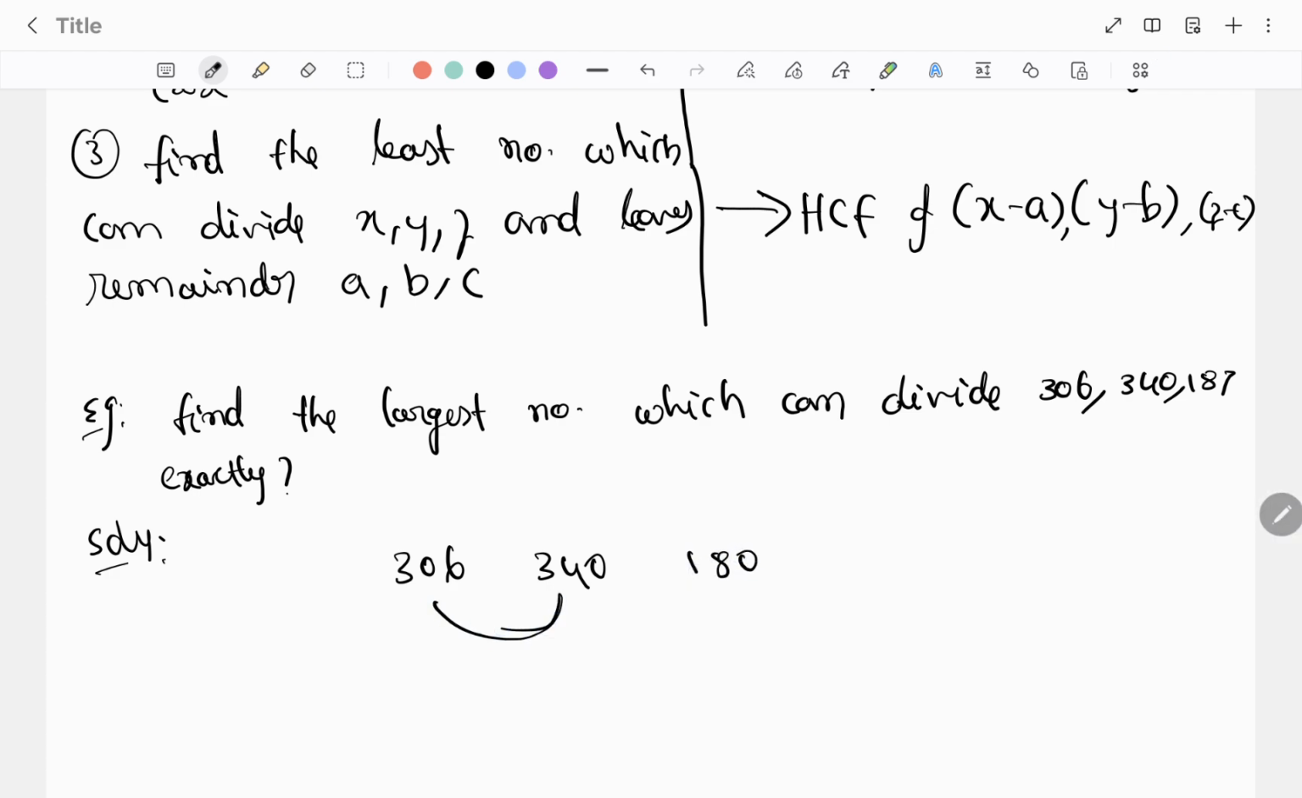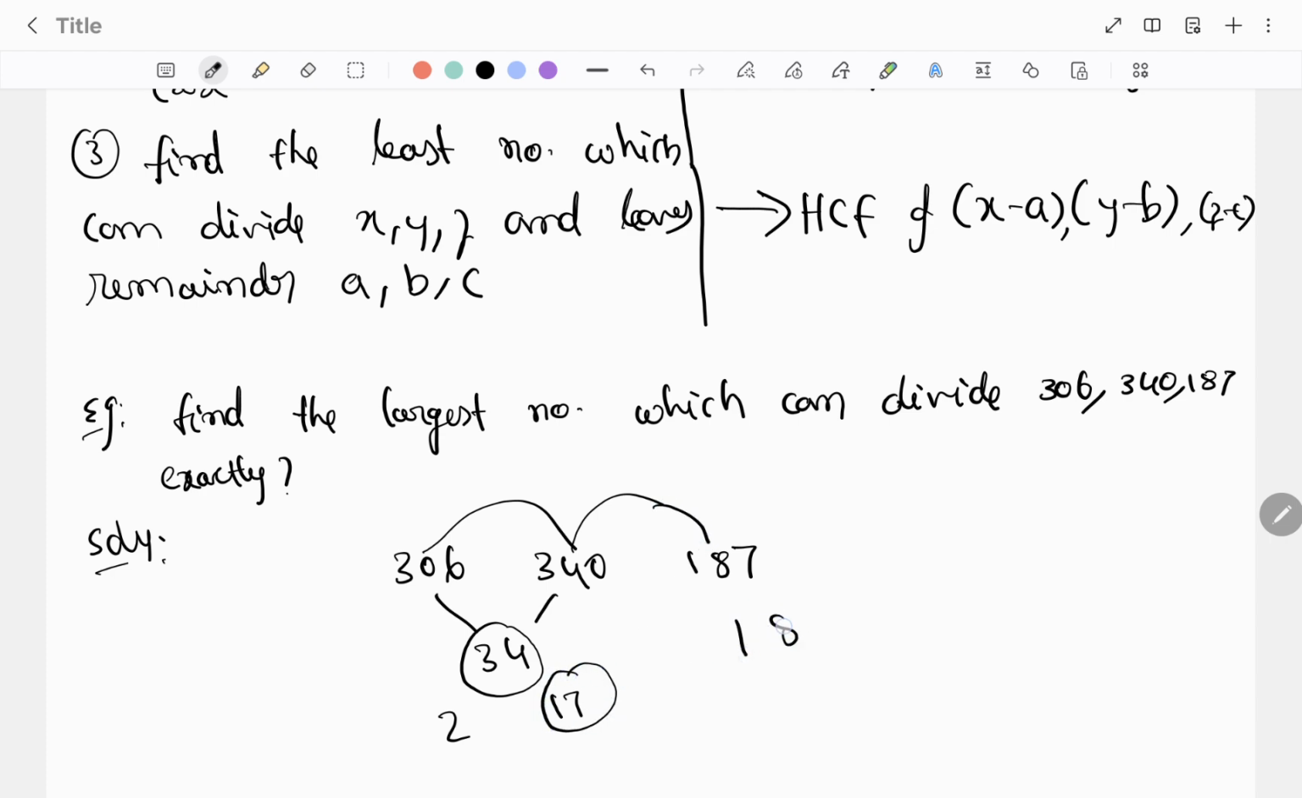As we know, the HCF must be of 306, 340 and 187. The gap between these two numbers is small, so the difference of these two is 34. Maybe 34 is the HCF, or the factors of 34, 2 and 17. If you see the third number, these two are even but this number is odd, so definitely it should go by the odd number, 17. See 187, the extreme numbers 1 and 7, and 1 plus 7 is the middle number 8, so it goes by 17, 11 times.